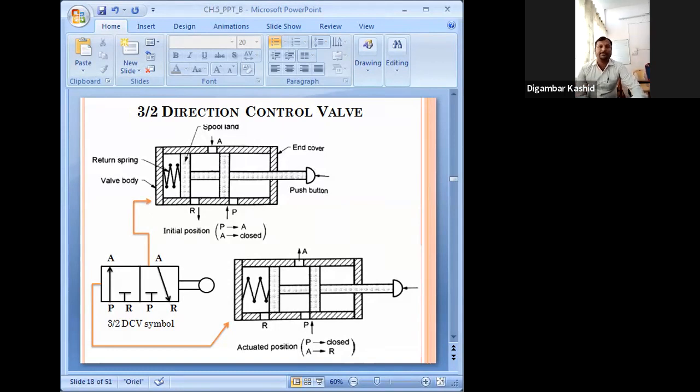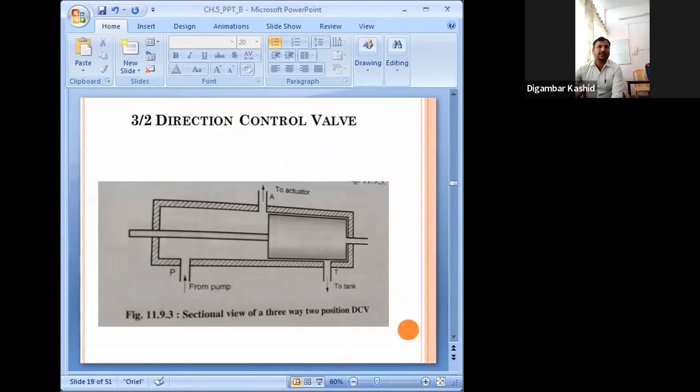P is closed at that time. Actuated position, sorry. Initially this one, in this position P is connected to this one. Actuated position. This is a 3/2 valve. But here you can see this is a push button, due to that it is shown here. Actually, the roller they have shown.